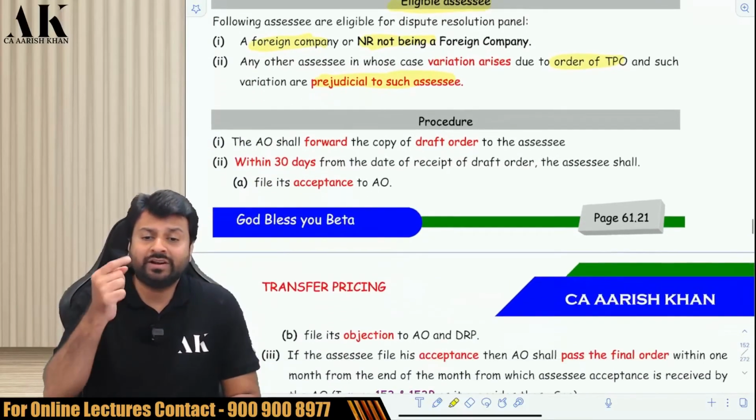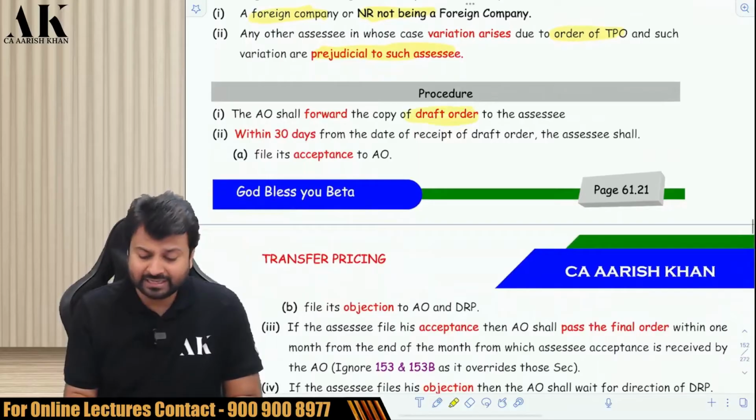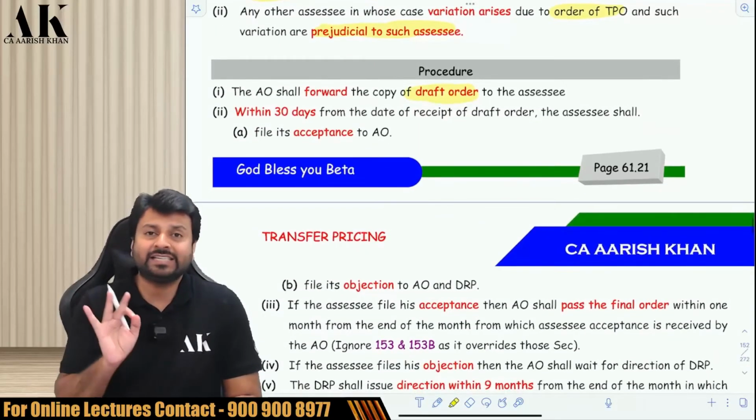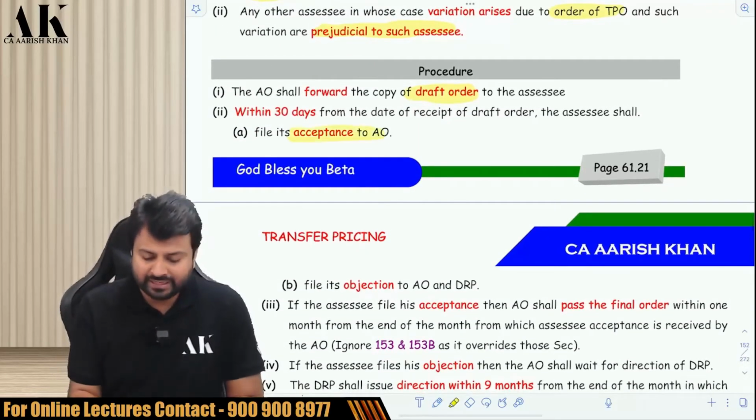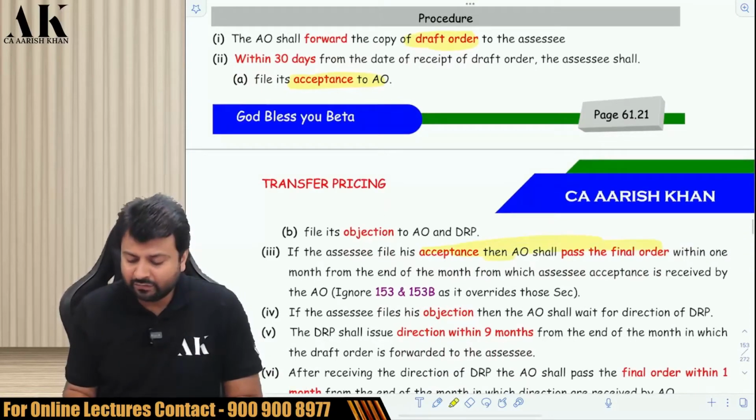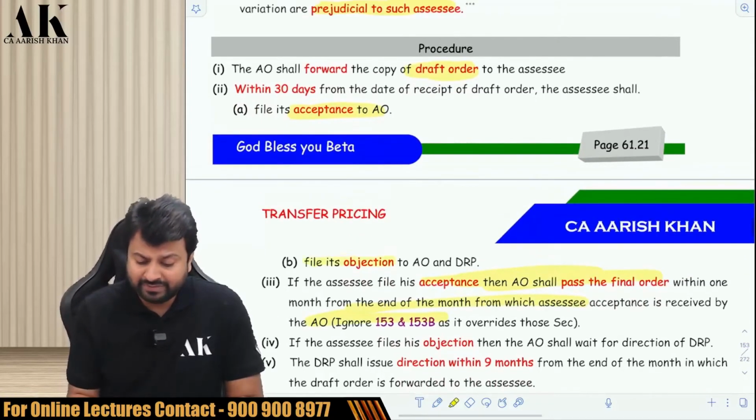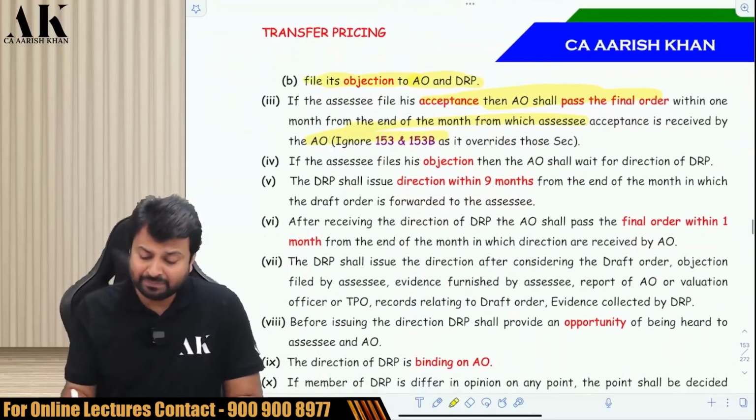The AO has to give a draft order to the assessee. After that, the assessee has 30 days to accept that draft order. If the assessee accepts that draft order, then the AO will pass the final order within 1 month. But if the assessee objects to that draft order, then the matter will go to the DRP, and then the DRP will pass the order.